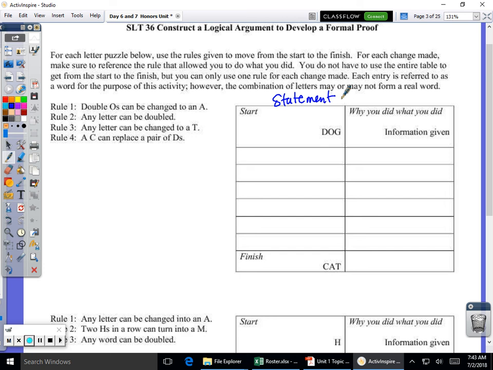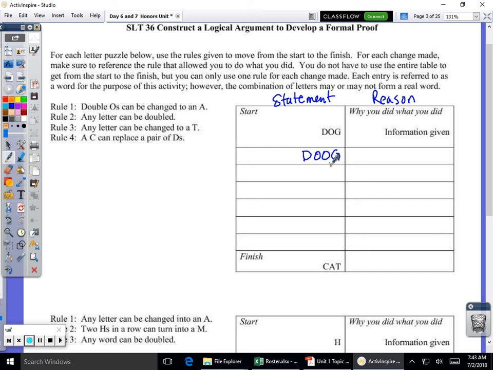And if we make a statement, we need to have a reason that we can make that statement, right? We want to have a valid argument. Why did you do what you did? Okay, so dog was given information. That's the reason we could write dog, because that's what was given. All right. So I'm going to first start with D-O-O-G.